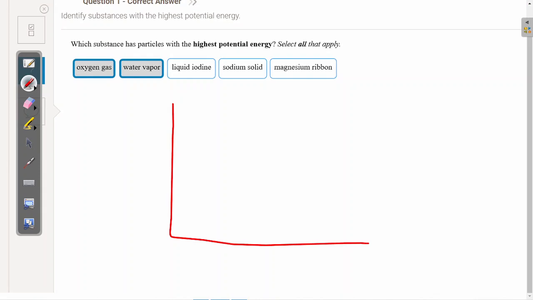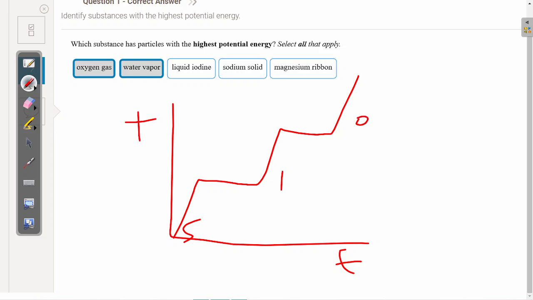Okay, if you remember the heating curve from before, this is temperature, this is time. It will be like this. This is a solid, this is liquid, and this is gas. When it's sloping, kinetic energy will increase. When it's flat, potential energy will increase. So it will be like this.